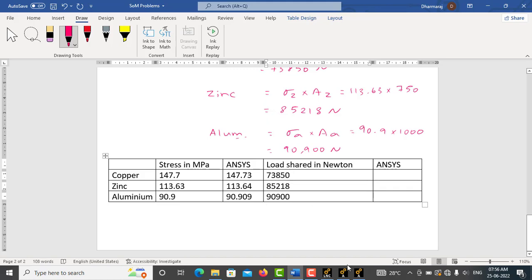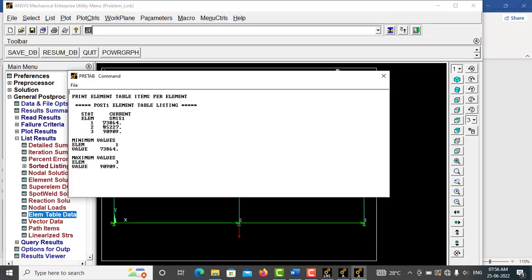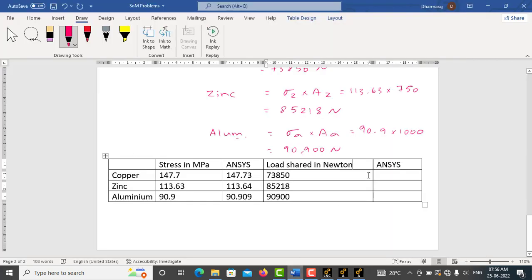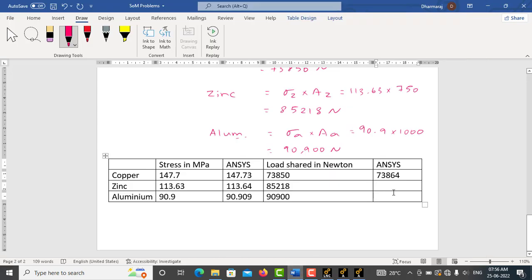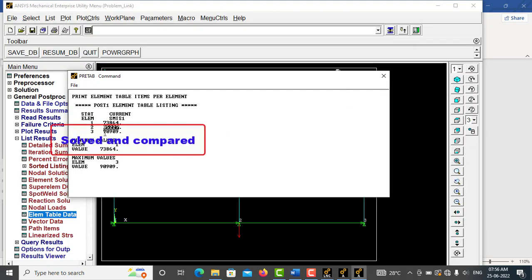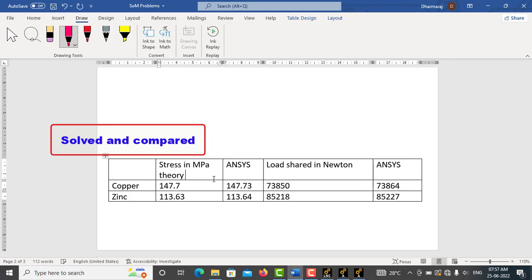Now let us see the value of load shared, that is SMISC1. Here we have a load share of 73864, and for zinc it is 85227, and for aluminum it is 9090909.